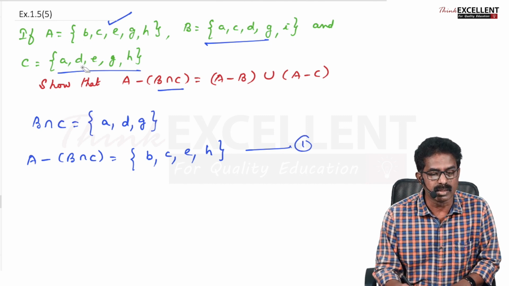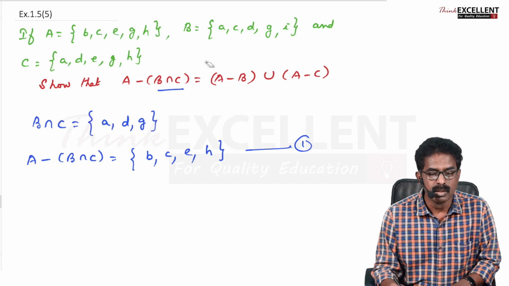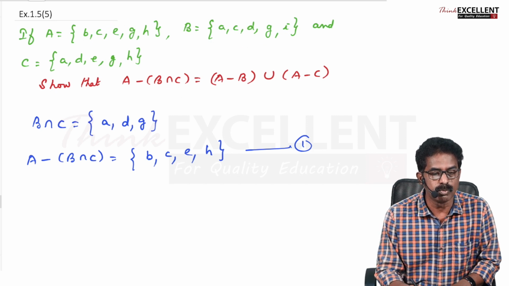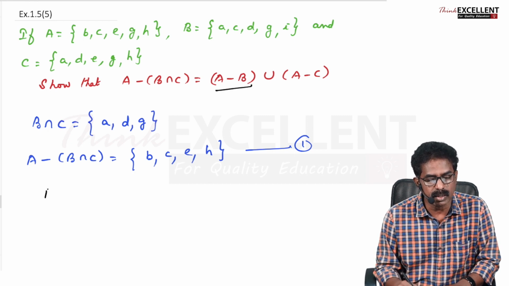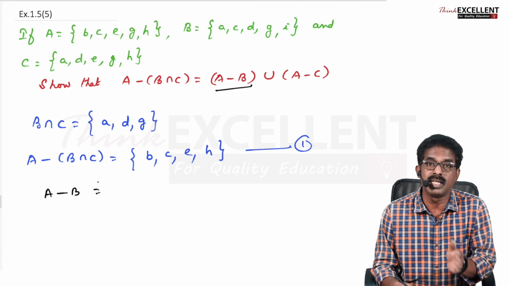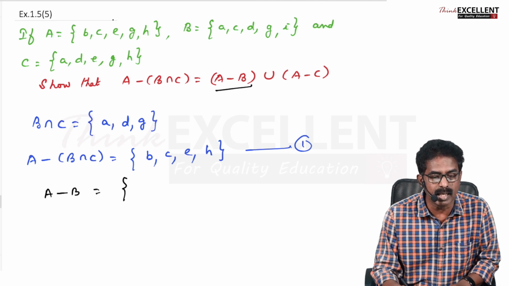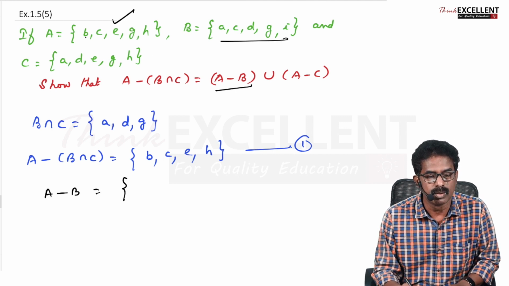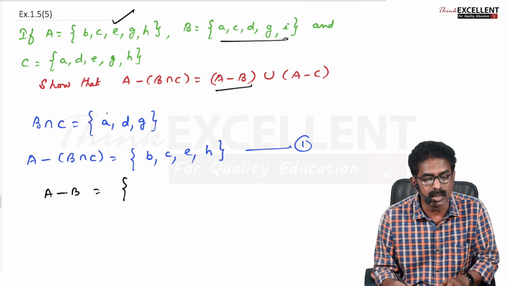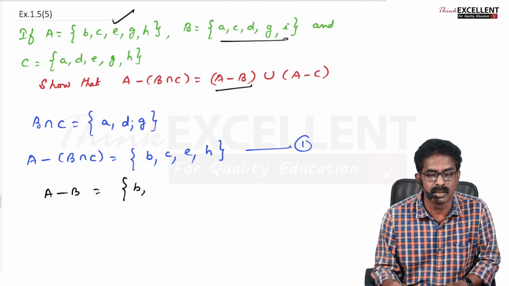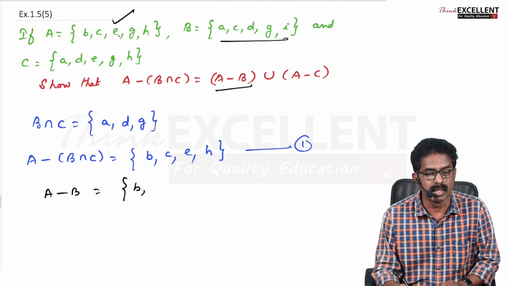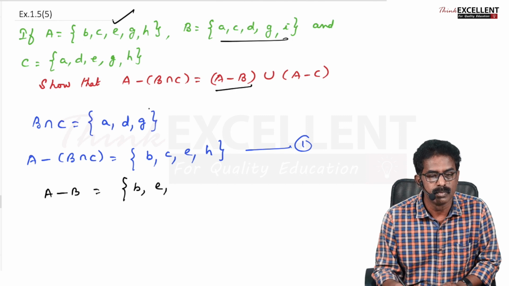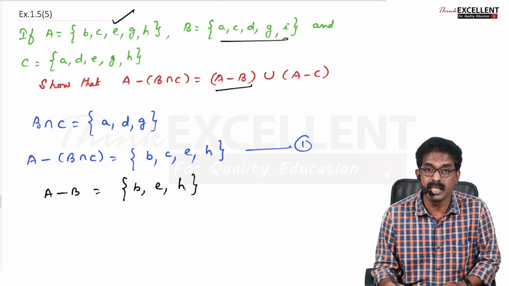Now we want to find the RHS. To find the RHS, there are two terms you have to find first, right? There are two brackets, so find them. First you find A minus B, A difference B. In A but not in B. B you can take because B is in A but not in B's set. C you can't take. E you can take. G you can't take. H you can take. Elements in A but not in B.